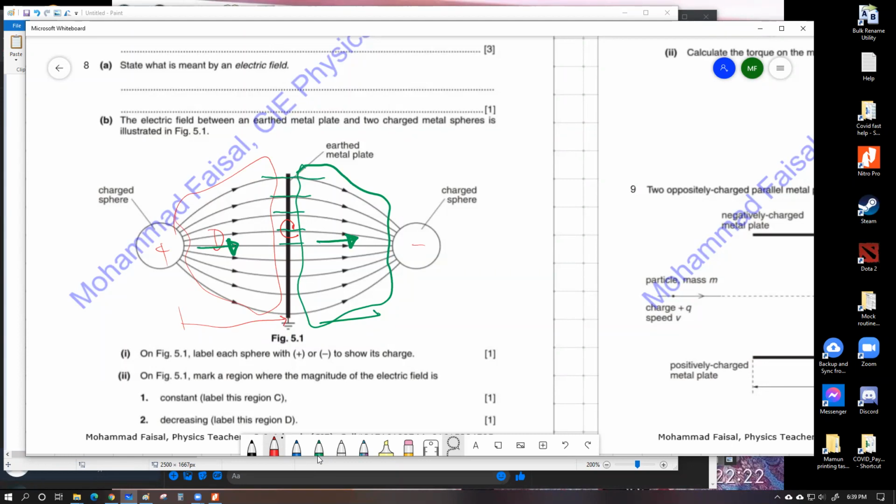Why decreasing? Because the field lines are becoming farther apart. Gaps are small, getting bigger between the electric field lines. A larger gap between the electric field lines represents a weaker field. A smaller gap, or closer lines, represents a stronger field. So you have to understand this is the part where the fields are strong.